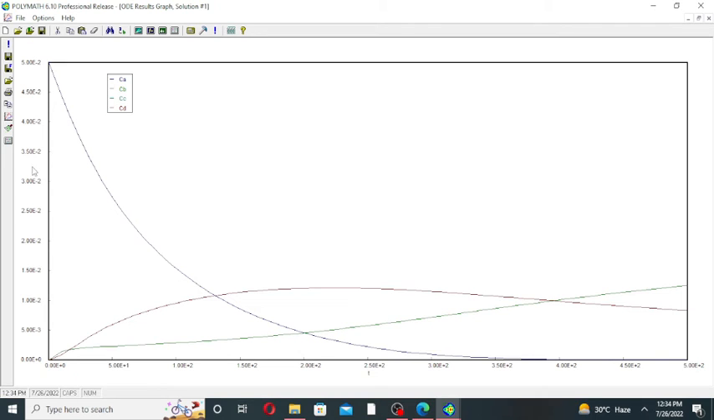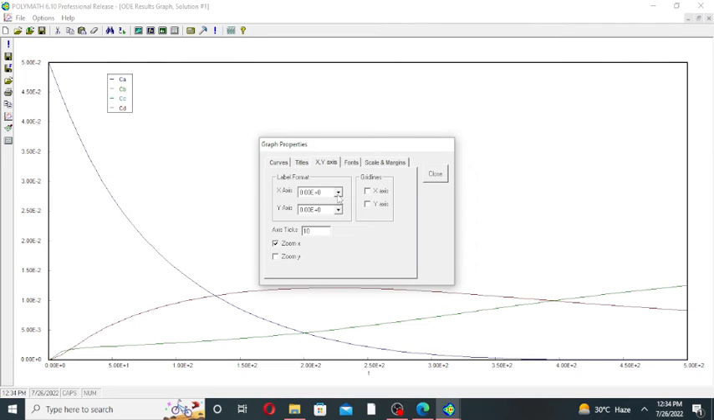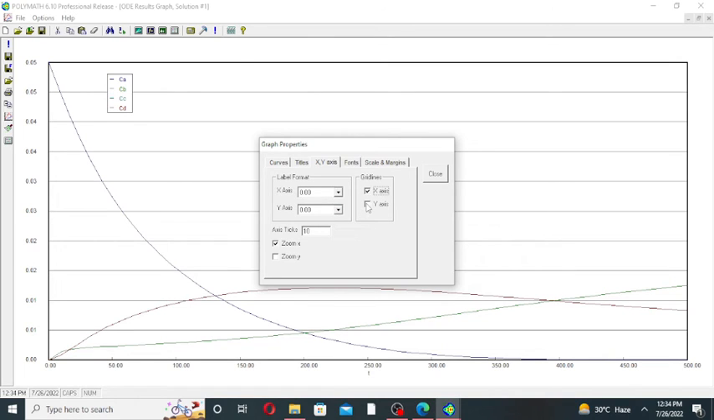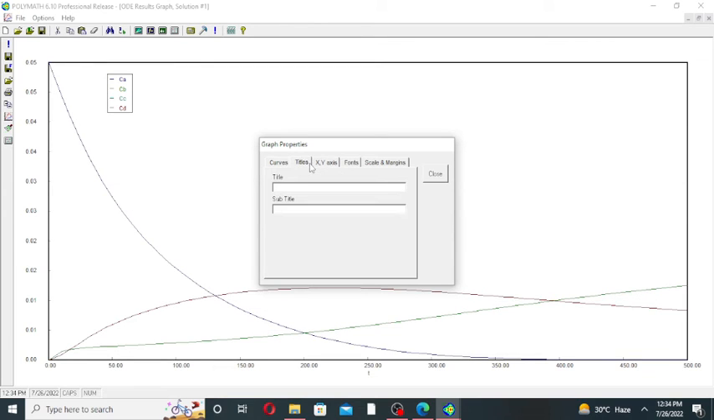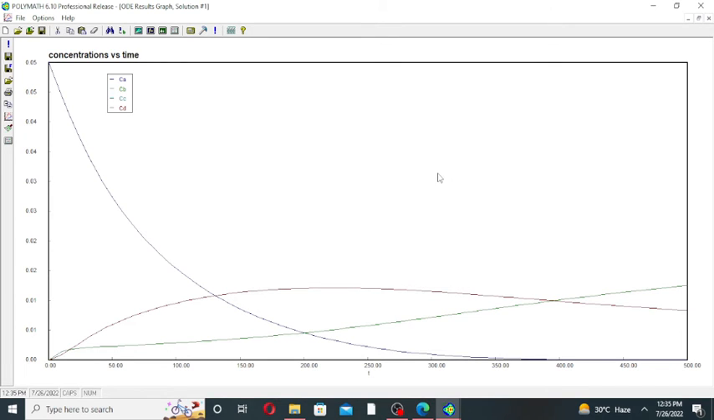You can drag it and double click on it, so you can change the x-axis and y-axis. You can also add the grid line, but I am not adding a grid line. Similarly, this is the title, where you can write the relation between concentration versus time in the semi-batch reactor. You can also add a subtitle. So this is the graph.